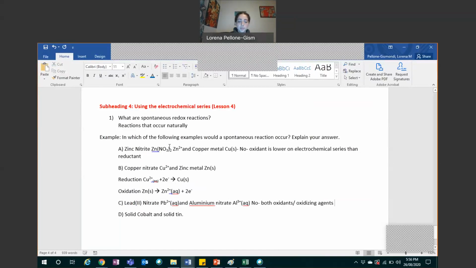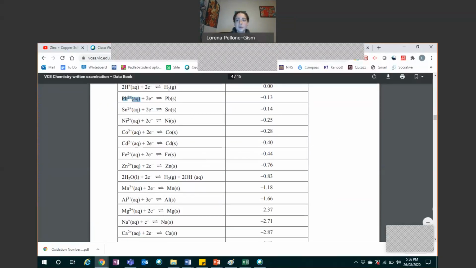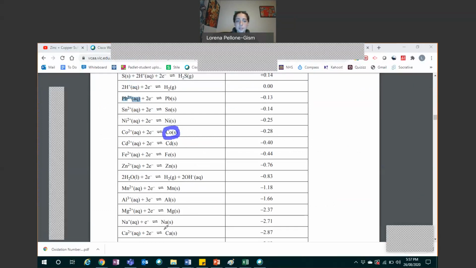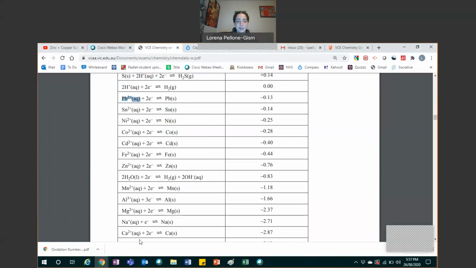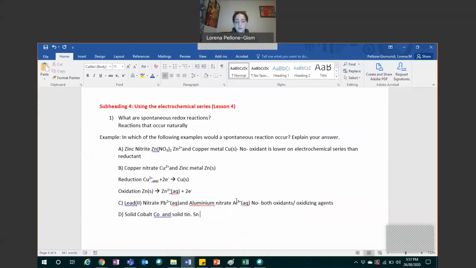Solid cobalt and solid tin. I'm already thinking the same explanation, but let's give it a go. So we've got solid cobalt and solid tin. No way, both reductants. So they kind of wanted to give you one of each there. So no, both reductants.